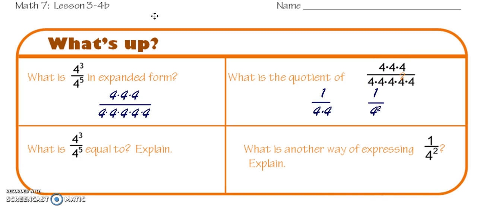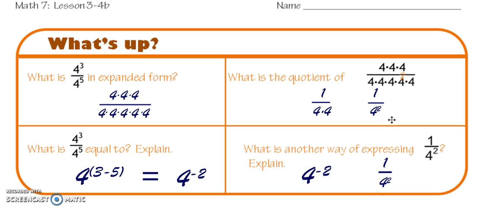or 1 over 4 squared. Okay, now on the bottom left over here, what does 4 to the third over 4 to the fifth equal? And we'll do our subtraction that we know how to do from our last unit. So it's really 4 to the 3 minus 5, so it's going to really be 4 to the negative 2 power. So what we've been coming up to this whole time, these things right here, they've got a relationship. And here's that relationship. We've got 4 to the negative 2 power, and that really equals 1 over 4 squared.